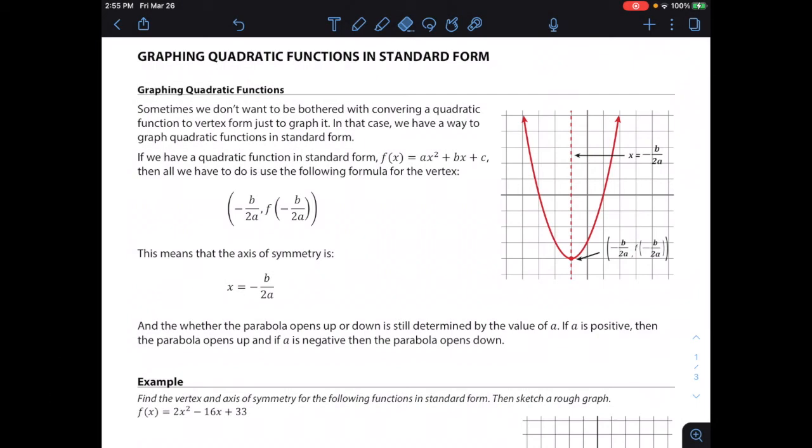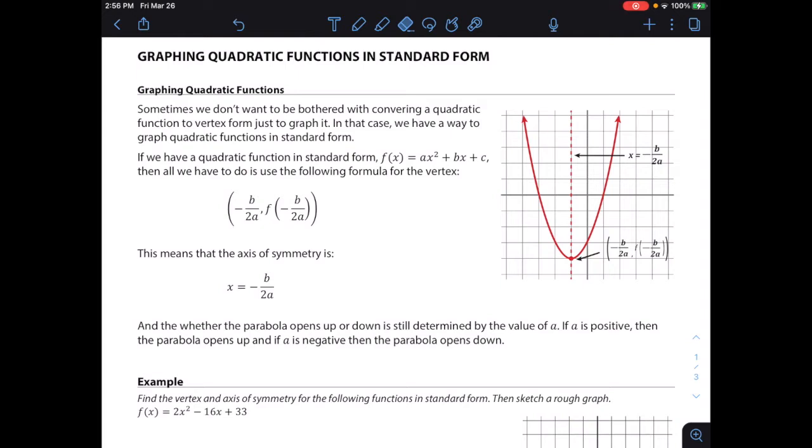All right, welcome back. If you remember, last week we were able to take a quadratic function in standard form and convert it to vertex form. And then we were able to take the vertex form and use it to find the vertex, the axis of symmetry, and whether or not our parabola was opening upward or downward.